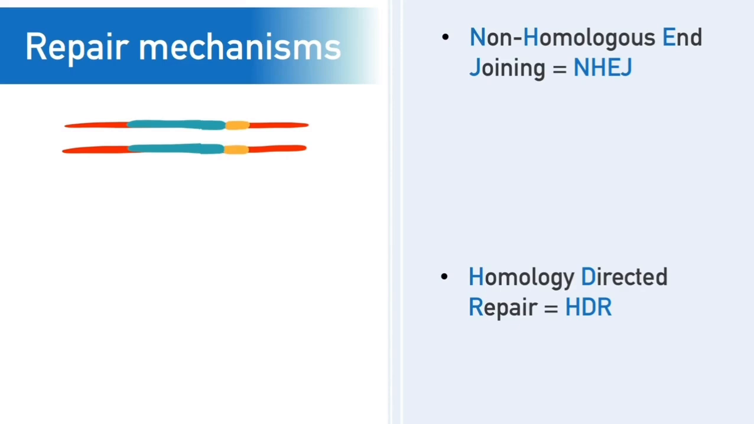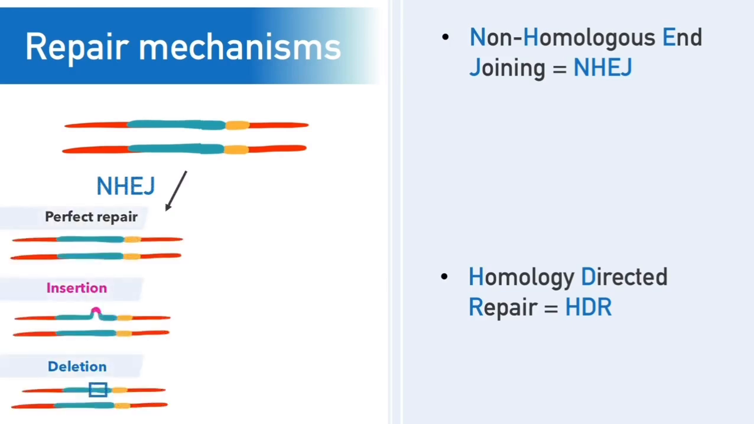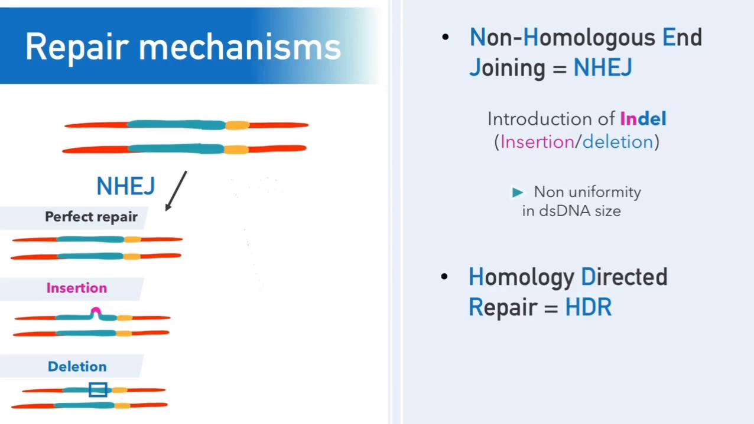The NHEJ pathway repairs double-stranded breaks in DNA by directly ligating without the need for a homologous template, i.e. a DNA strand with similar sequence that can act as a template. The NHEJ mechanism can also introduce insertion or deletion of specific sequences at the joining ends, thus creating indels. Indels are DNA strands with insertion or deletion of nucleotide sequences. Thus, NHEJ produces DNA strands with non-uniformity in size.